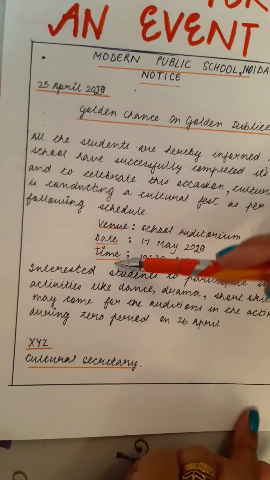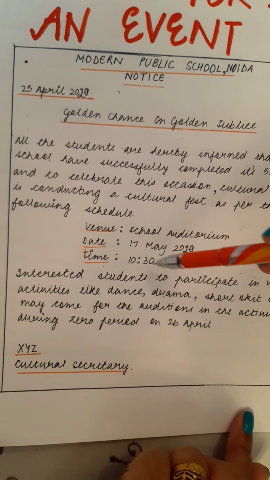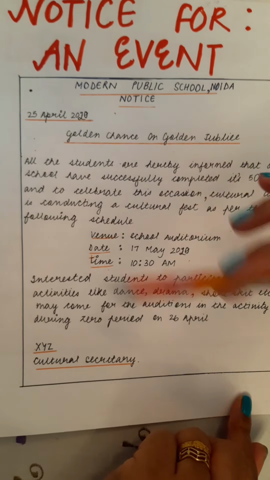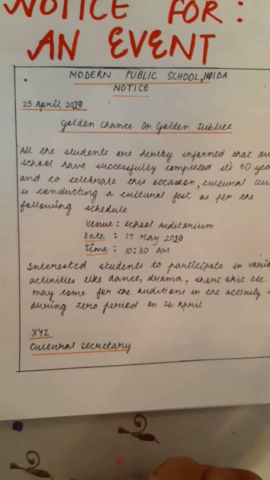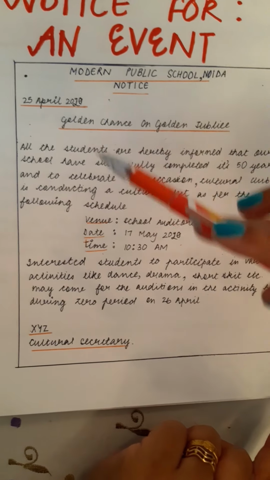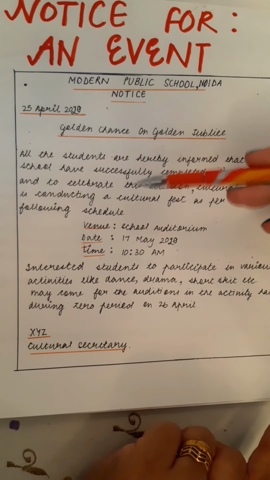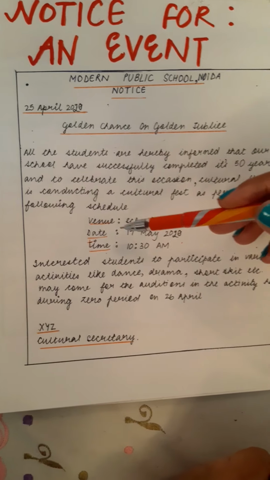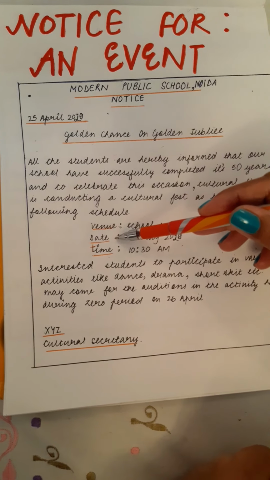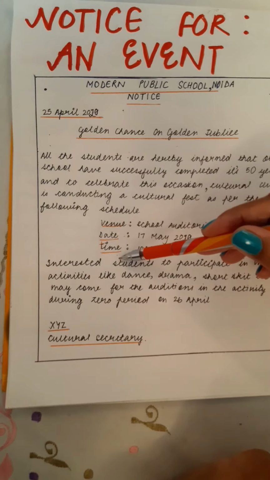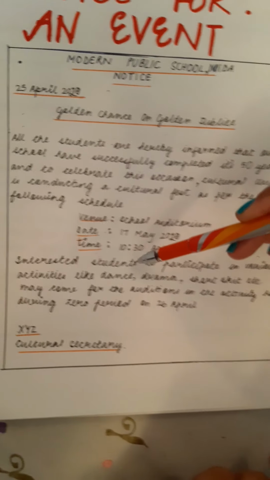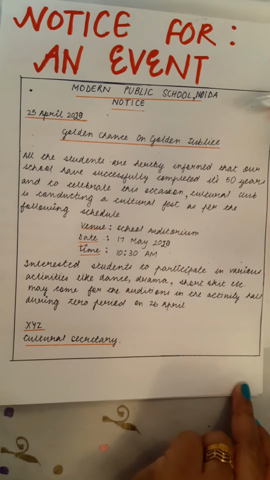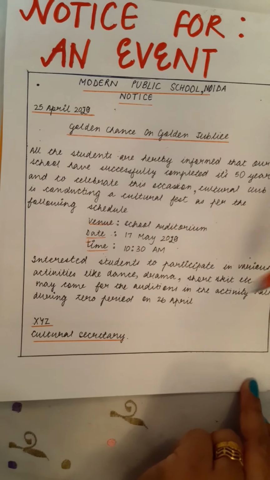After writing this, I have written timings. The timing is 10:30 a.m. So this gives clarity to my notice, that I have written what is organized, why, the purpose of such a notice or the purpose of the event. Then I have written where, I have written when, and I have written the timings. Then, interested students to participate. So this notice is asking the students to participate in the function.